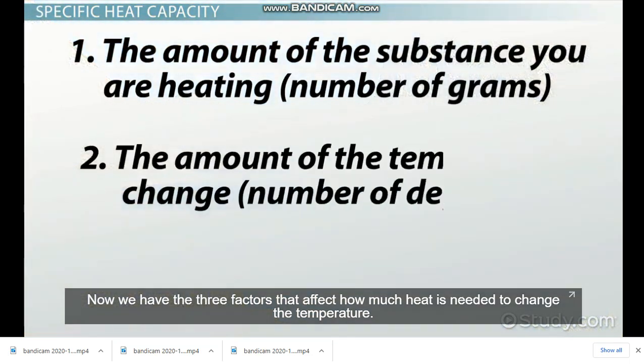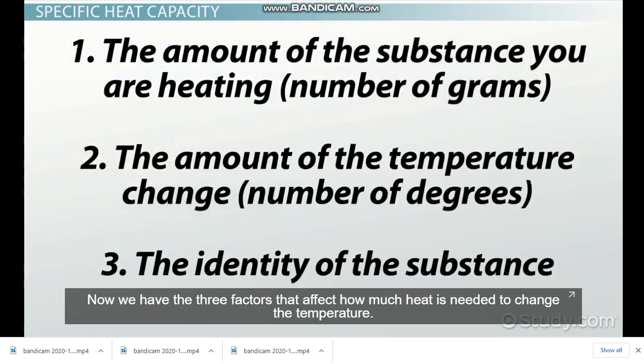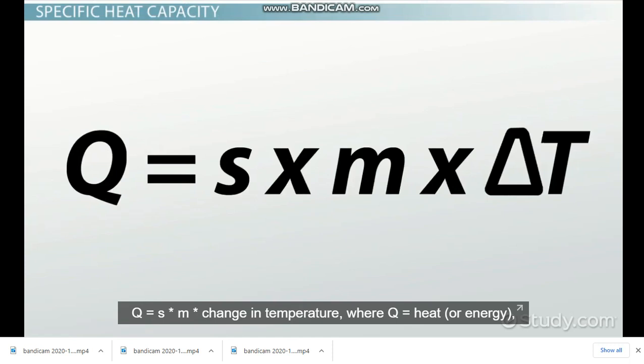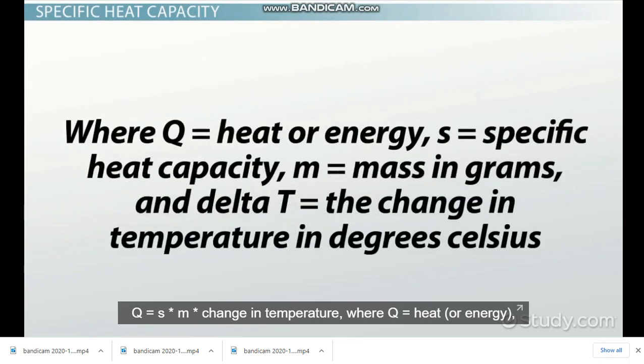Now we have the three factors that affect how much heat is needed to change the temperature. We can represent this by the following equation. Q is equal to S multiplied by M multiplied by change in temperature, where Q is equal to heat or energy, S is specific heat capacity, M is mass in grams, and delta T is the change in temperature in degrees Celsius.